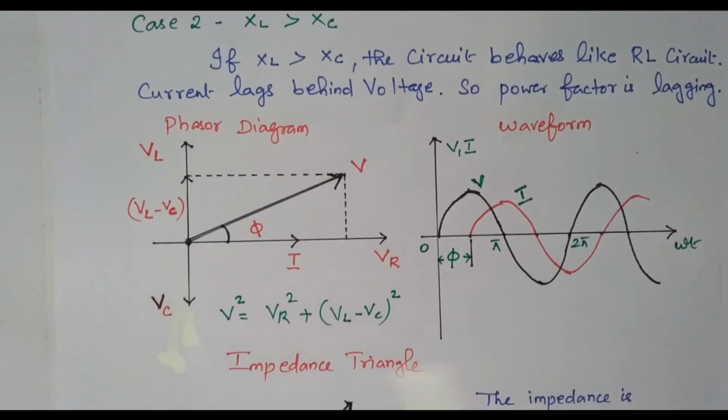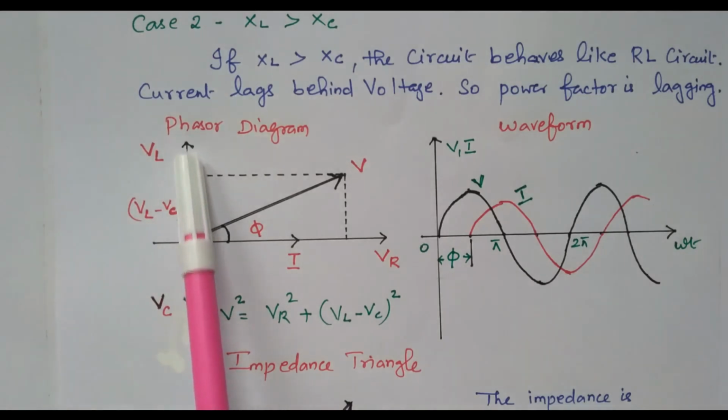Based on that, the phasor diagram is available. The current is taken as the reference vector. The voltage across the resistor, VR, is in phase with the current. The voltage across the inductor is leading. That is, current is lagging means the voltage is leading.